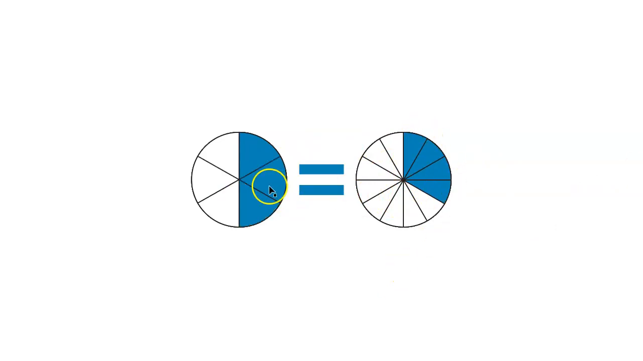But 4 out of 12 doesn't equal 3 out of 6. 3 out of 6 does equal 6 out of 12, right? And all of those things equal 1/2, right? So 1/2 equals 6 out of 12. It also equals 3 out of 6. It also equals 2 out of 4. We had that before. It also equals 4 out of 8.